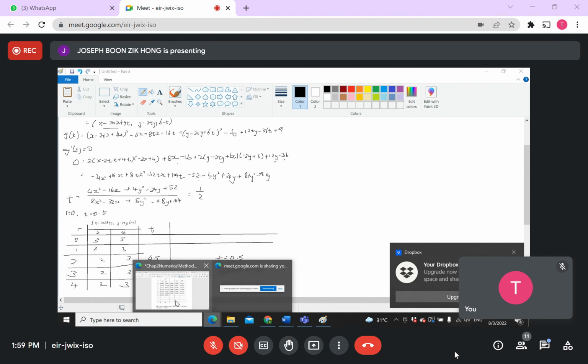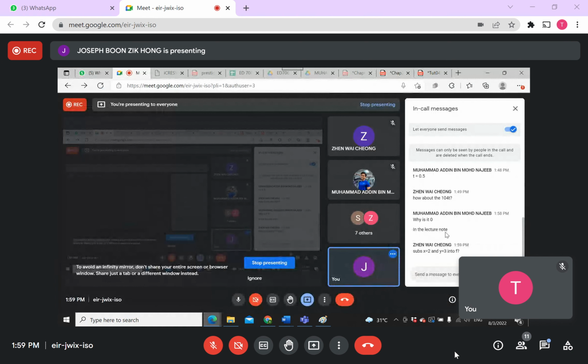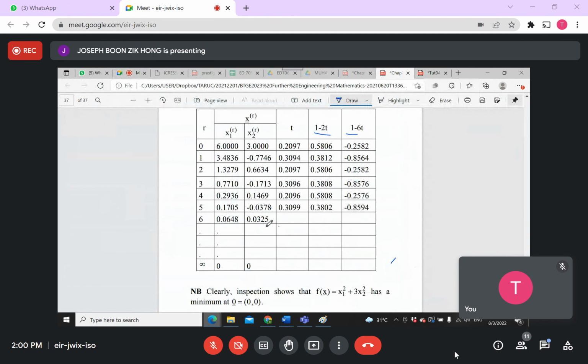Okay, let me see. You have what questions? Why is it 0 in the lecture note? Yes, this one, I answer this one first. Zheng Wai. This one, if you want to find the minimum point, you have to get your x and y and then put into the f in order to get the minimum value. So your answer for this one, yes. Muhammad Adin, why is it 0?